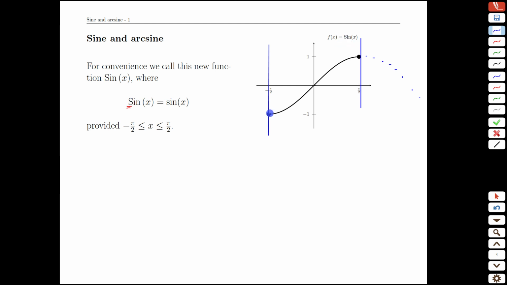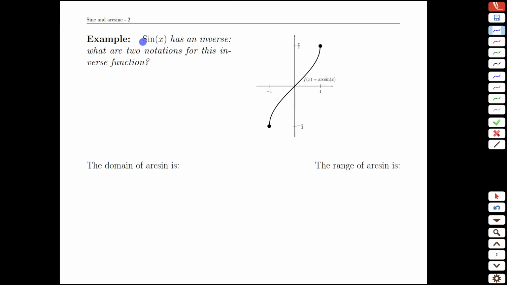Capital Sine of x is exactly the same as the sine graph, except all we do is define the function only from negative pi over 2 to pi over 2. And that covers the range of y values of negative 1 to 1. So we have one complete range of outputs in this part of the cycle of sine of x. If we define this capital Sine of x, it does have an inverse function.